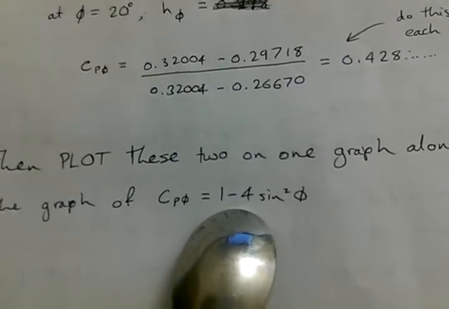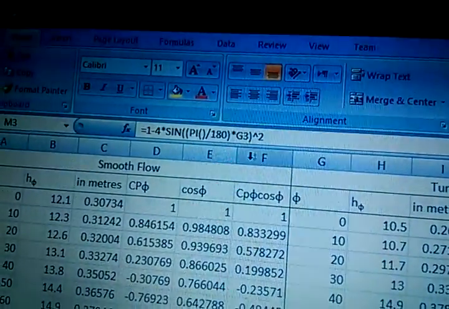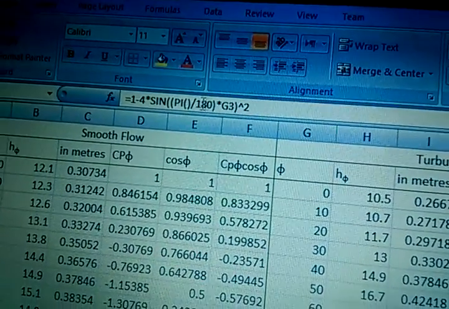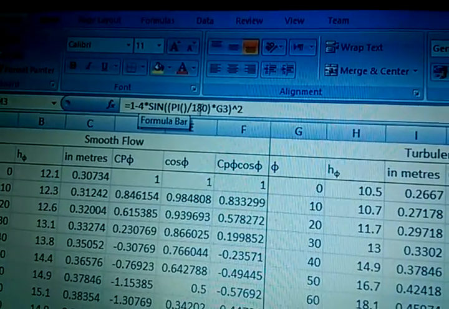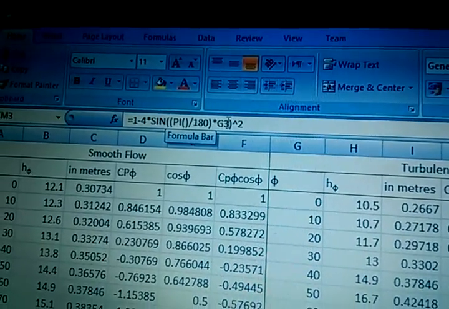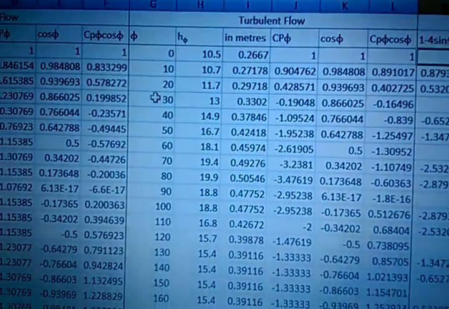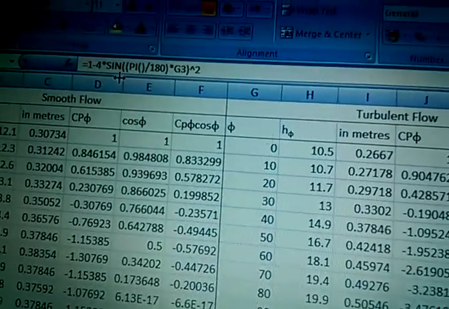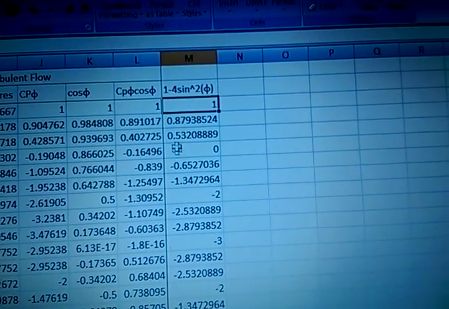So how did I do that? I made another column for this right here, and the formula inside this column is basically 1 minus 4 sine squared theta. The reason that is there is because Excel likes radians. So you have to make it radians and then put it in. G3 is that right there. These things, my thetas. So since it's sine theta, then the formula just goes through all of the thetas one by one. You can just drag it down after that. So that's how I got that column for the frictionless one.